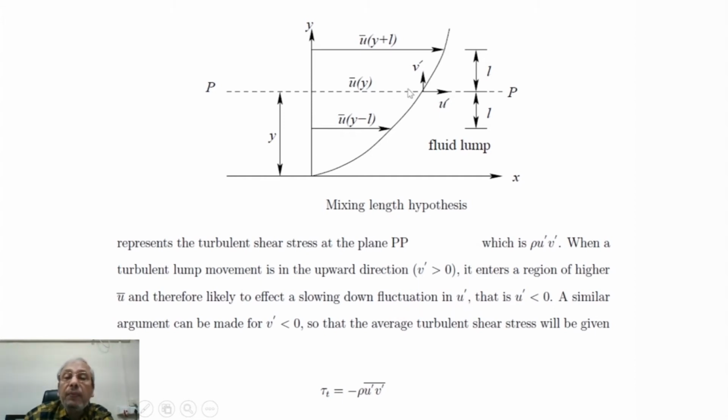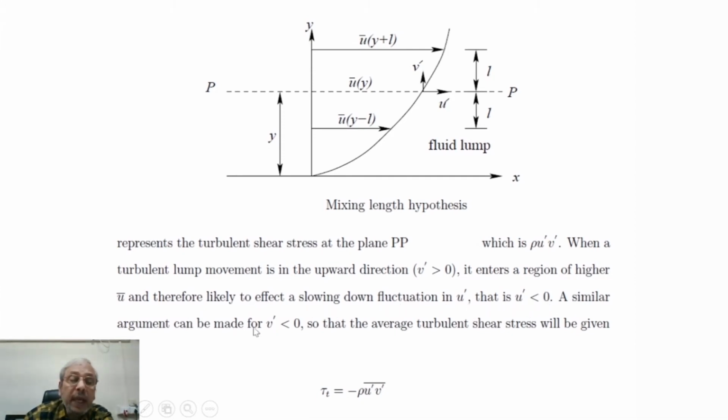Whatever is the value of u bar here, at the slightly upper level that velocity of u bar is more. So when this v fluctuation reaches there, it will have a tendency to share momentum with the next layer, and the upper layer, which has a greater mean velocity, will be slowed down. This will affect a slowing down fluctuation in u', that is, u' is negative.